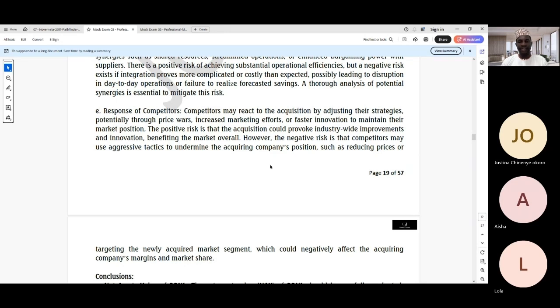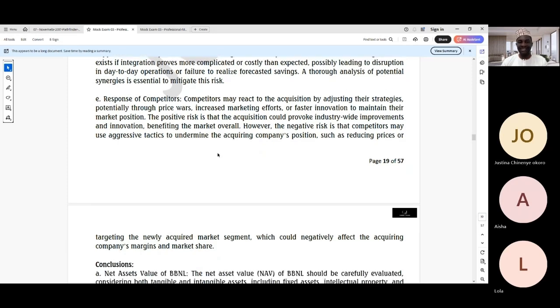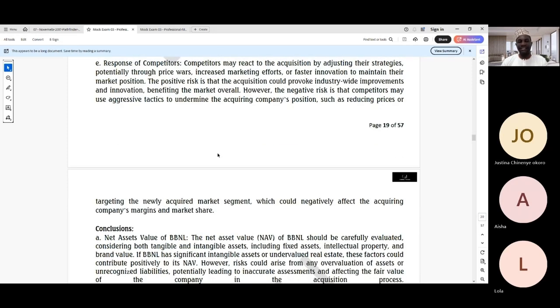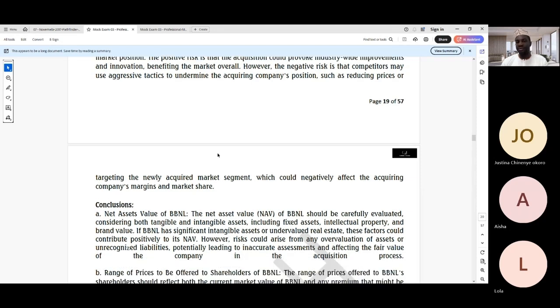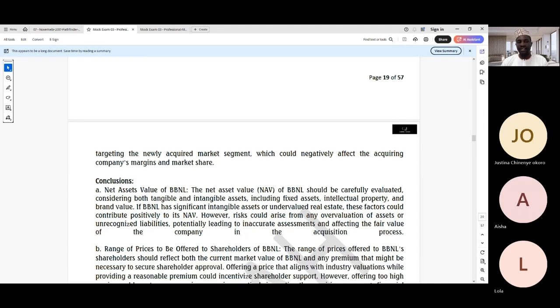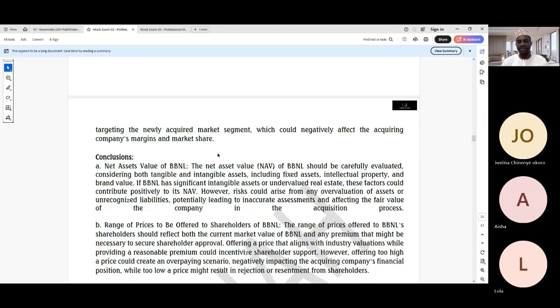So we said competitors may react to the acquisition by adjusting their strategies. And we said the positive risk is that the acquisition could provoke industry-wide improvements and innovations, benefiting the overall market. But there is also the negative risk that competitors may use aggressive tactics to undermine the acquiring company's position, so that they could reduce their prices of products or services and also target newly acquired market segments, which could negatively affect the acquiring company's margins and market share.